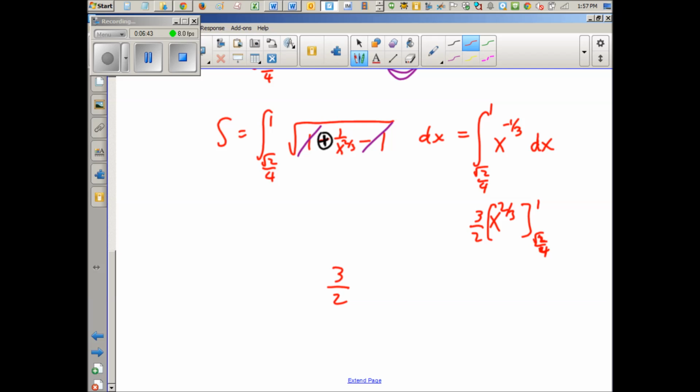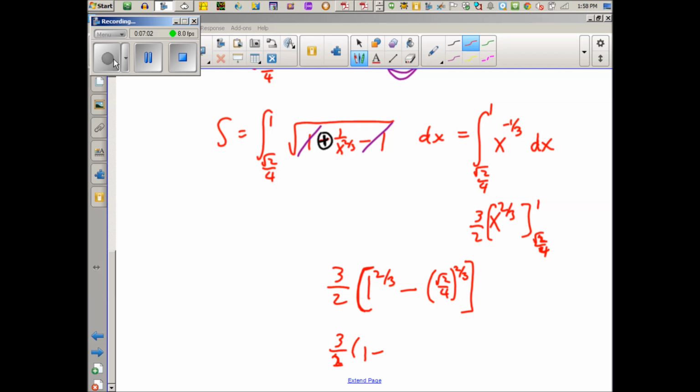So here we go. It's 3/2 times 1 to the 2/3 minus root 2 over 4 to the 2/3. So that's a little awkward, but we have 3/2 times 1 minus, and let's apply the square first. So you're squaring these, you get 2/16, which is 1/8. And then we are applying a cube root also.